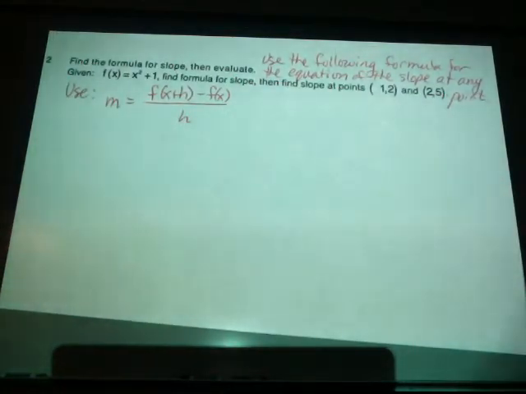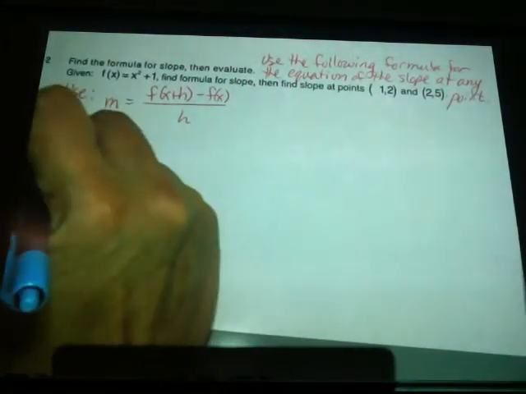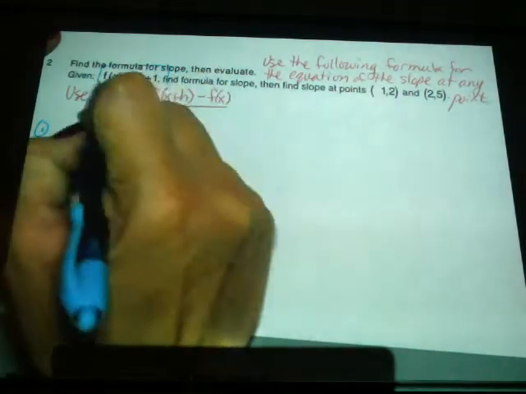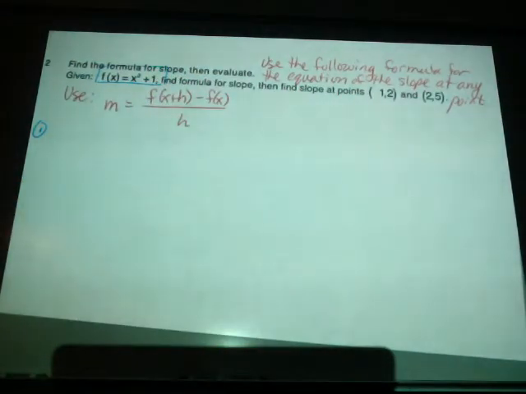All right, so step 1. This is our formula that they gave us, right? So that kind of changes each and every time. So we're going to take that formula and just do the difference quotient, just like we did before.